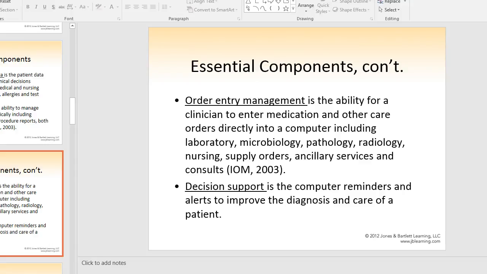So order entry management, but then also think about this. I go to, say you go to the emergency room. You come in and you complain about a headache.